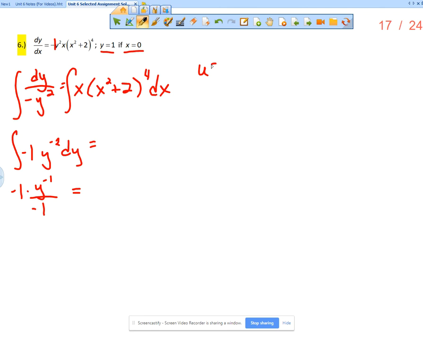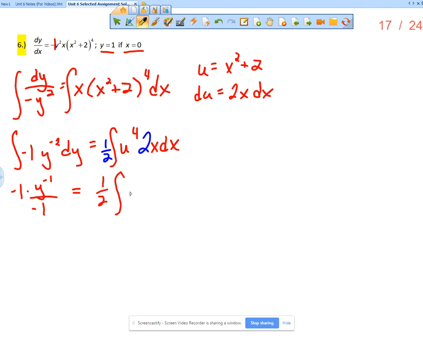So I'm going to need a u substitution. u is equal to x squared plus 2. And so remember, when u is x squared plus 2, then du is 2x dx. So that means I have the integral of u to the fourth, but then I still have x dx. So remember, I need a 2 with the x dx, which means I need a 1/2 on the outside. All right, so now I have 1/2 integral of u to the fourth du, right, because 2x dx is du.